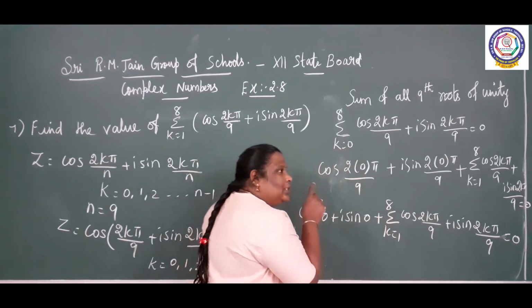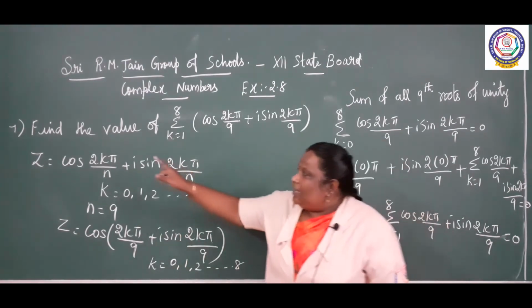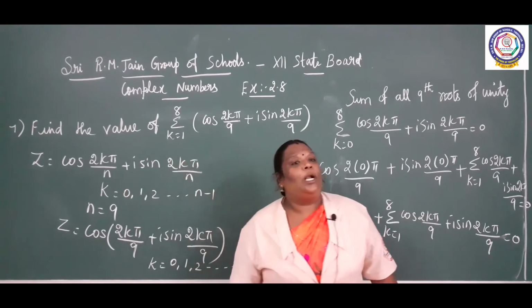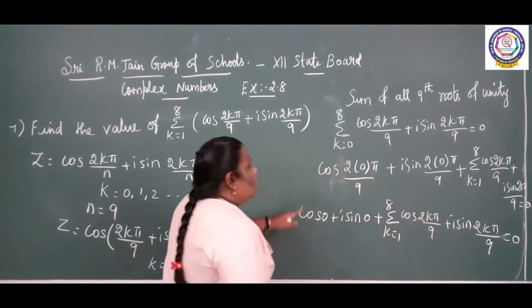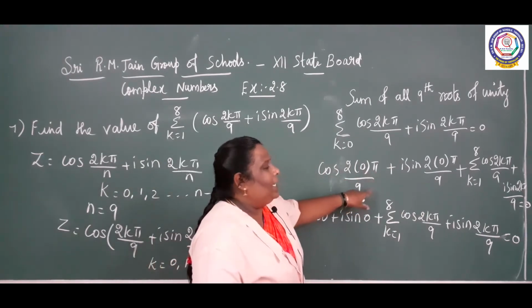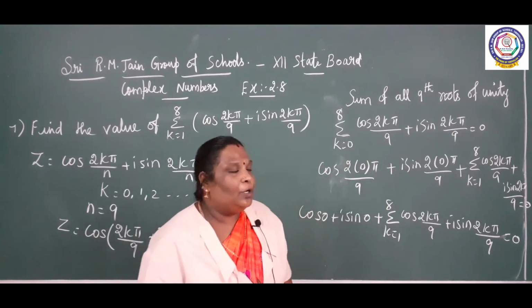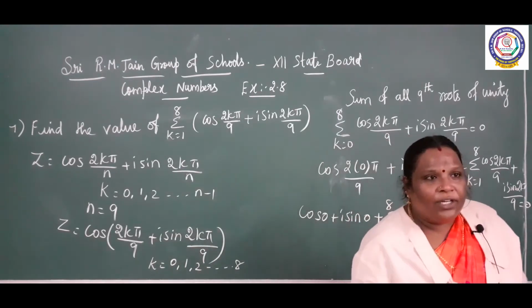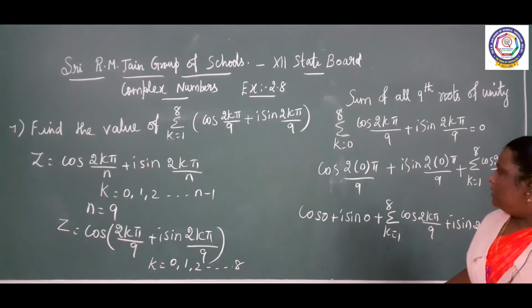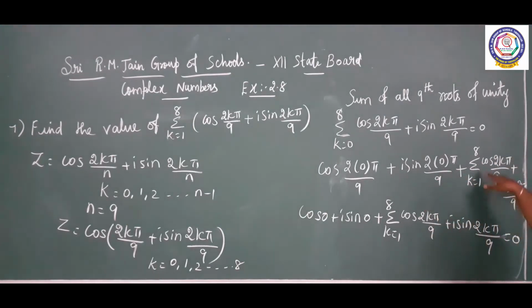So you substitute the value 0 alone, because the sum started from k equal to 1. So I substituted the value 0: cos of 2 times 0 times pi by 9 plus i sin of 2 times 0 times pi by 9, plus what is the next value? After that 0, the next value is 1. So sigma k equal to 1 to 8 of cos 2k pi by 9 plus i sin 2k pi by 9 equal to 0.